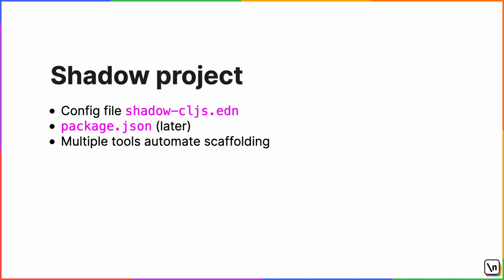Shadow projects are a mix of NPM and ClojureScript. Hence, you'll need a package.json file as well. This allows us to install NPM packages directly. There are multiple tools to scaffold your project, but to gain insight into how things work, we'll scaffold the Shadow project manually. Getting used to Shadow configuration will help us later when we start using advanced features like code splitting. After we walk through setting up projects manually, we'll learn about the tools that can help automate this process.